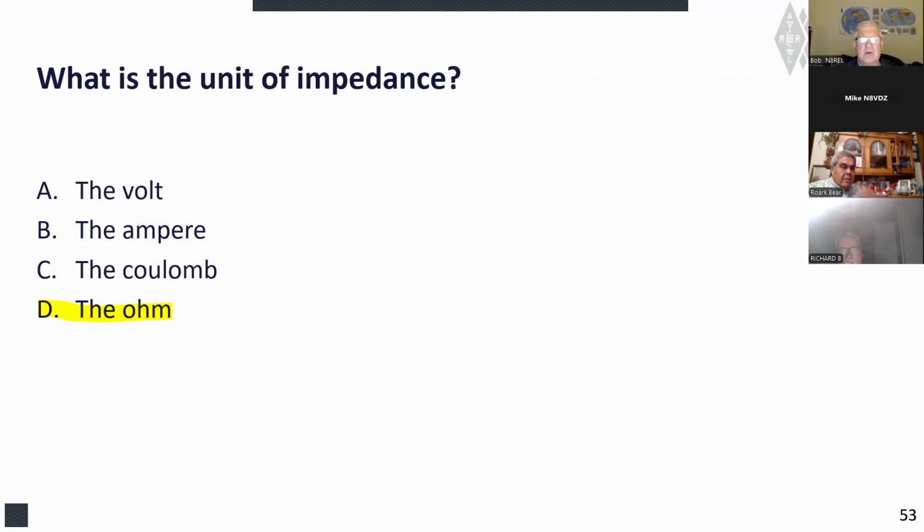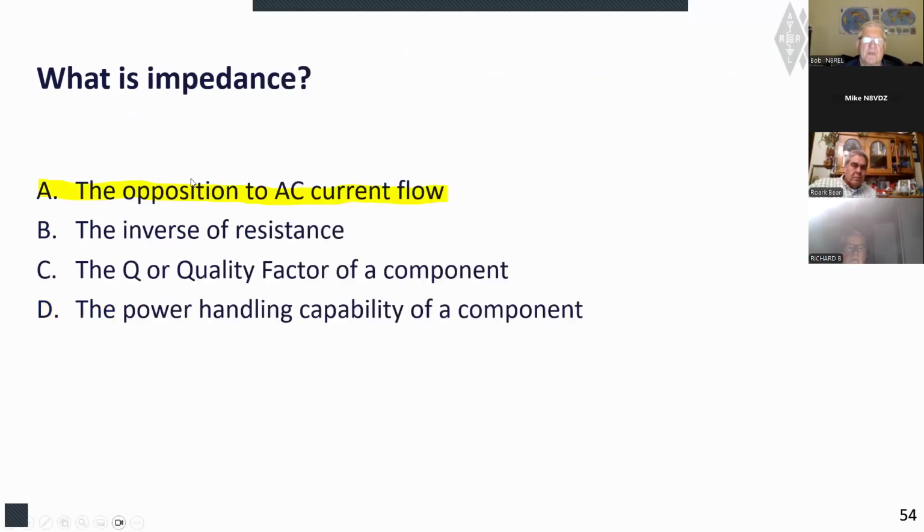And what is a unit of impedance? A unit of impedance is the ohm, just like resistance. Okay. And what is impedance? Impedance is the opposition to alternating current flow, AC current flow. Now, remember, resistance they spoke of as being opposition to direct current flow, but it's kind of the same thing. But impedance is specifically opposition to alternating current.